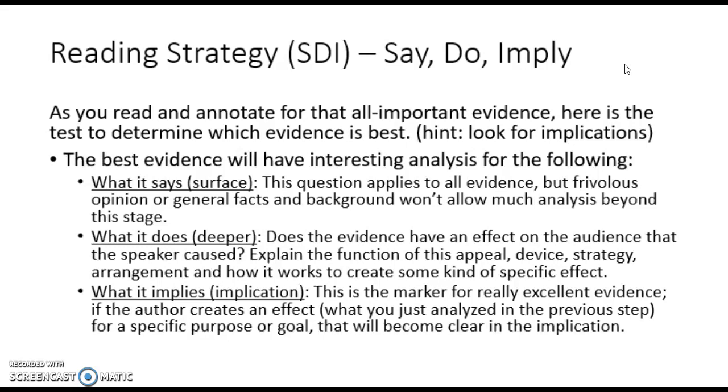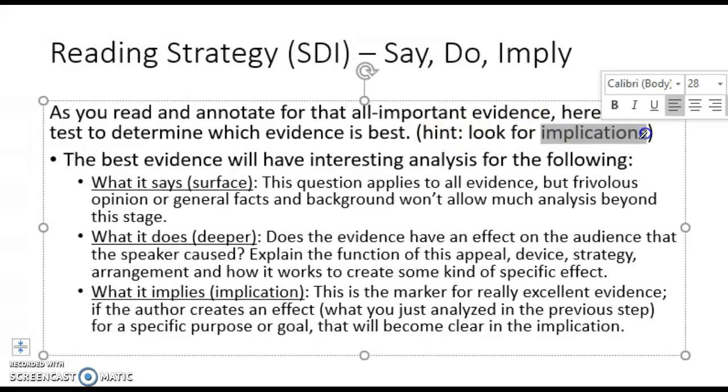And so here's an easy way to test what's going to be useful and what's not. The hint is to look for implications. These are the deepest levels of meaning. Most of the things you'll find are surface level. This is stuff that might be general facts, background, or clearly stated direct opinion, but other than just simply existing, it doesn't have much analysis to go with it.